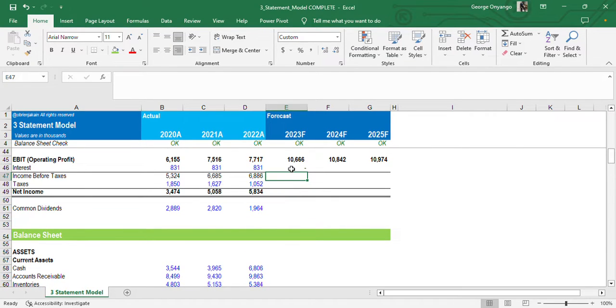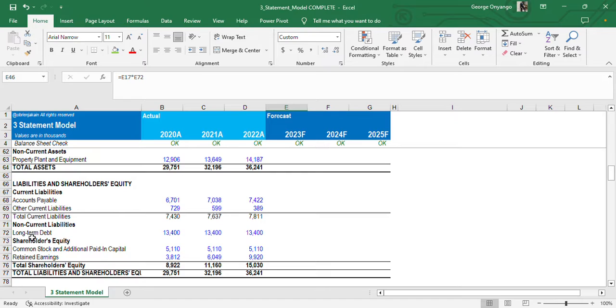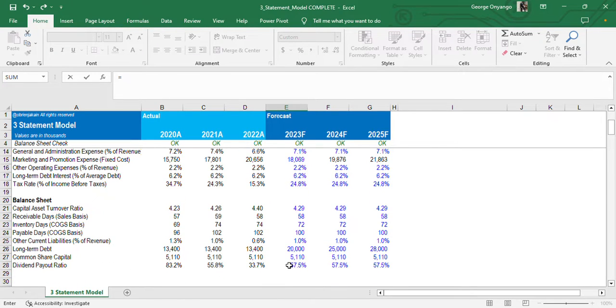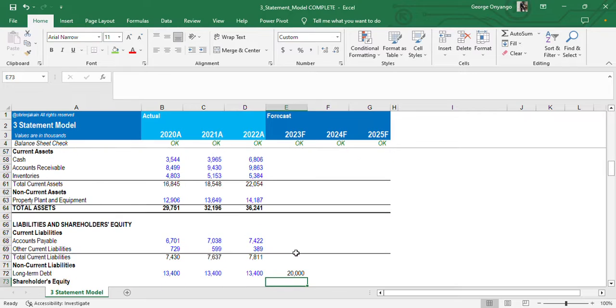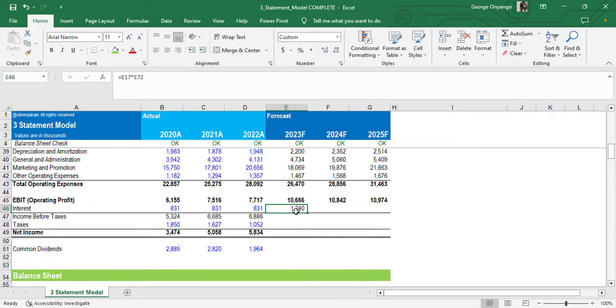So simply, because our interest is the percentage of average debt, first we are going to find out how we can complete our debt. We come down there, then we go back up here. Long-term debt is going to be that for the next 3 years. So we fill that right and we get that value. So when we come back here, simply going to fill that right and get our interest.